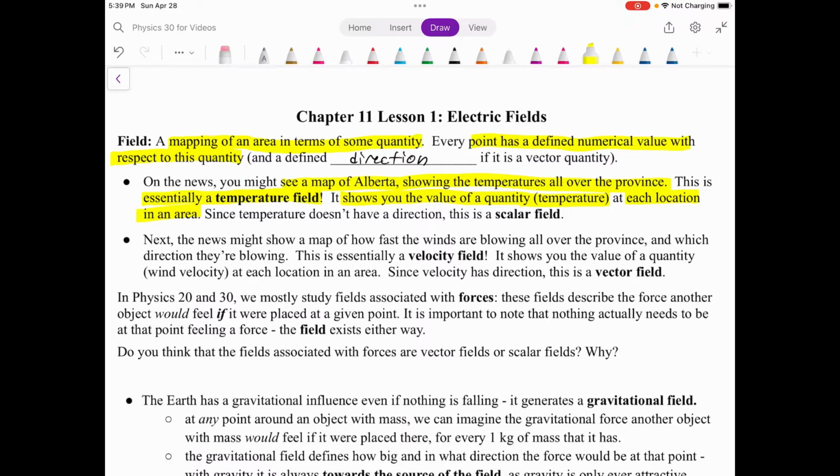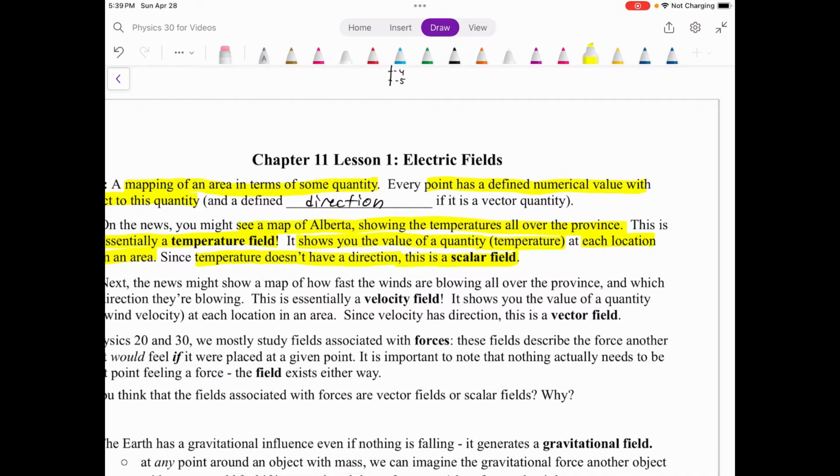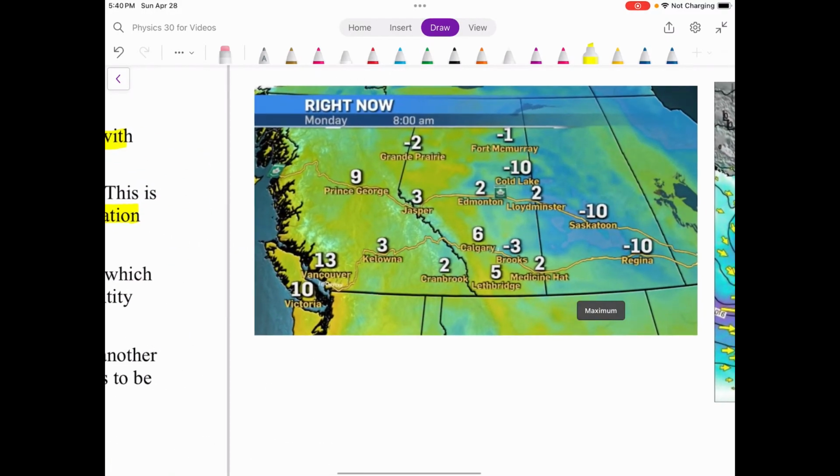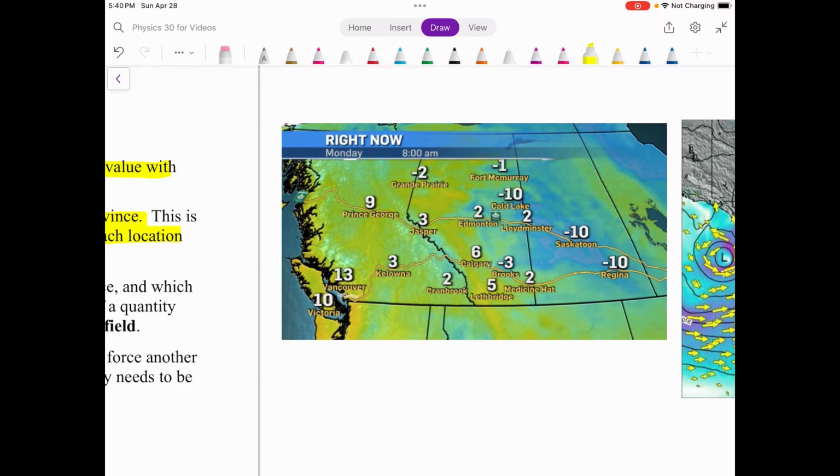It's showing you what that point would be like in terms of the quantity we're interested in. In that case, the quantity we're interested in is temperature. We'd call that a scalar field because temperature doesn't have a direction. Temperature is a scalar, so if we map out an area with respect to temperature, what we're showing is a scalar field, a temperature field.